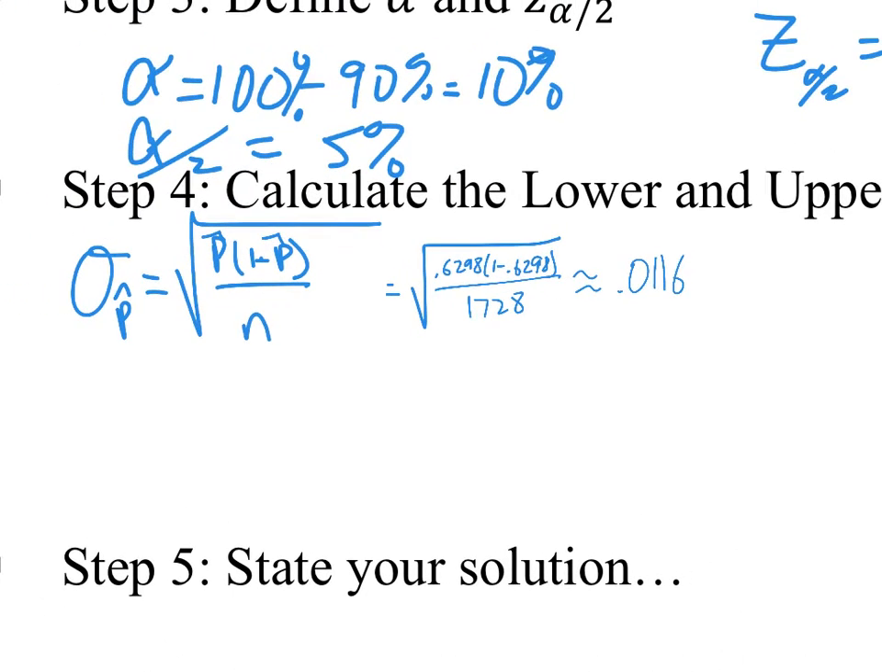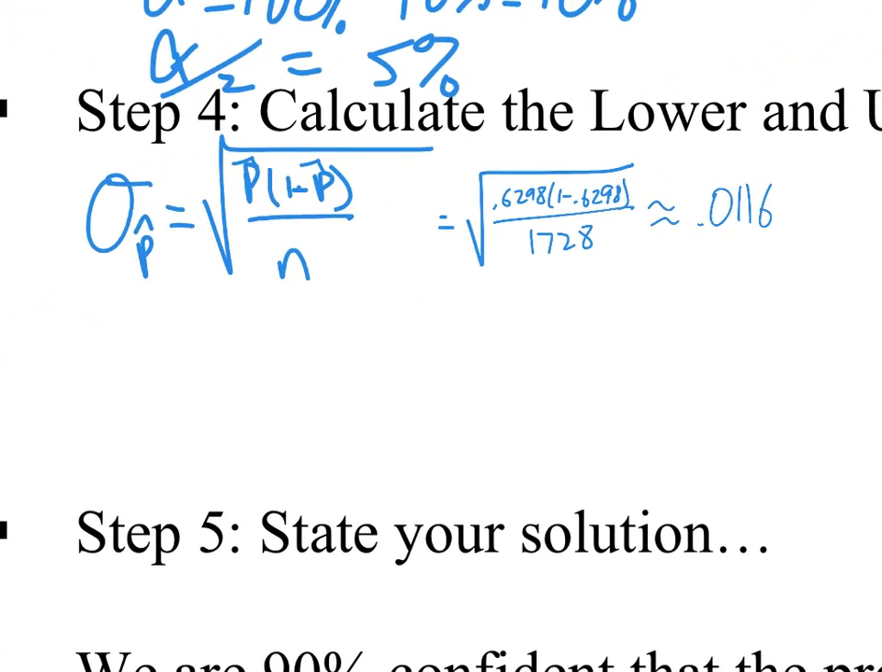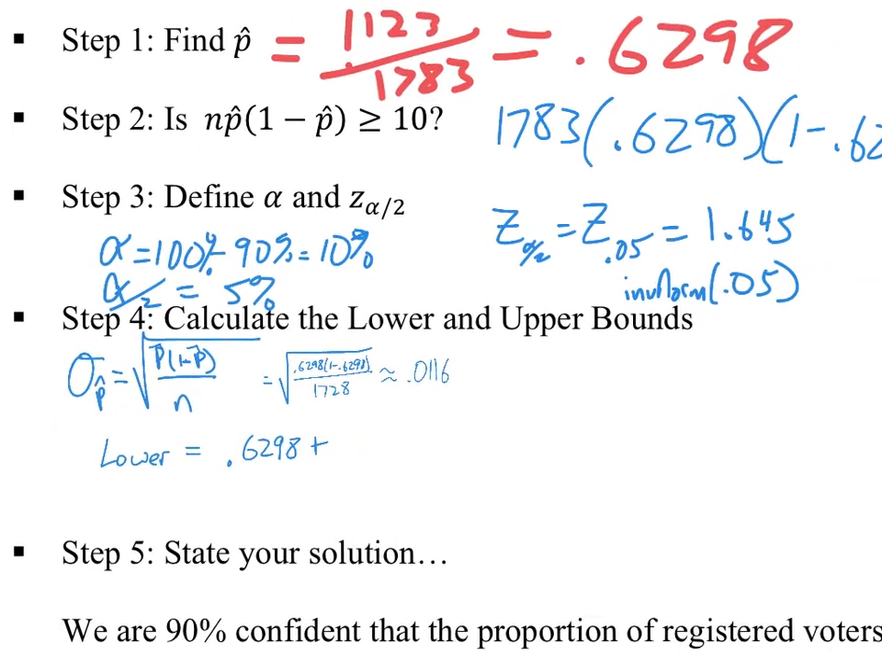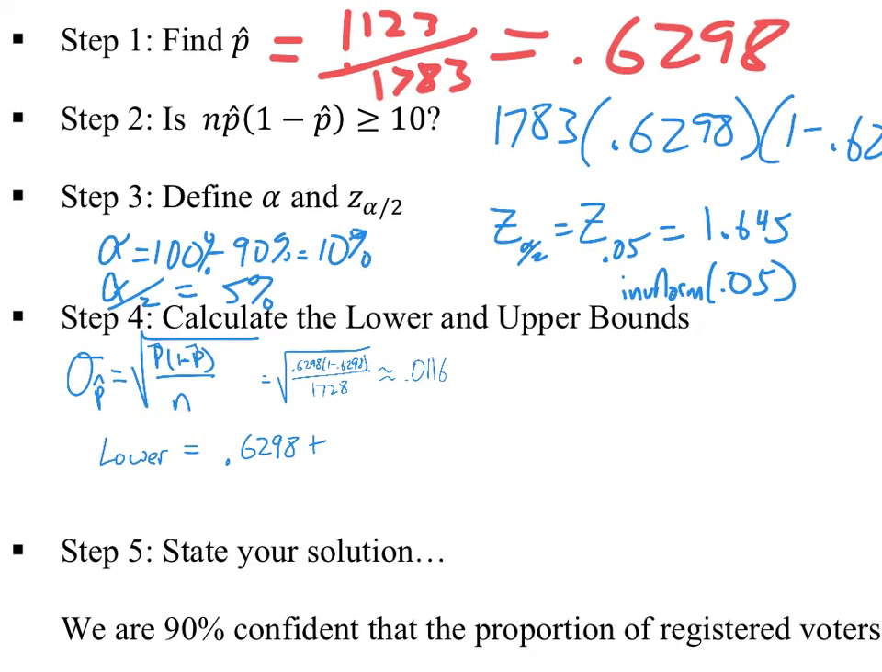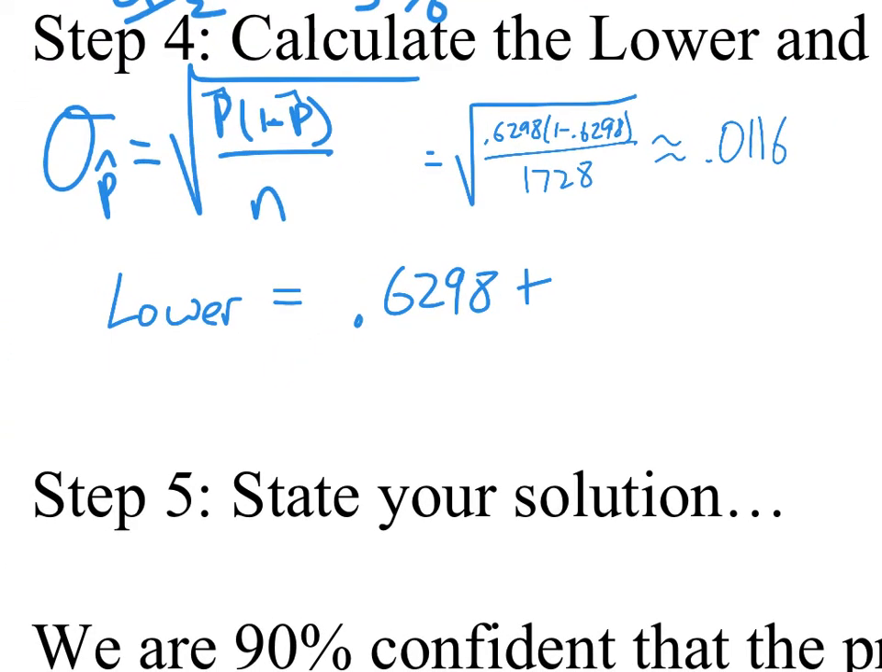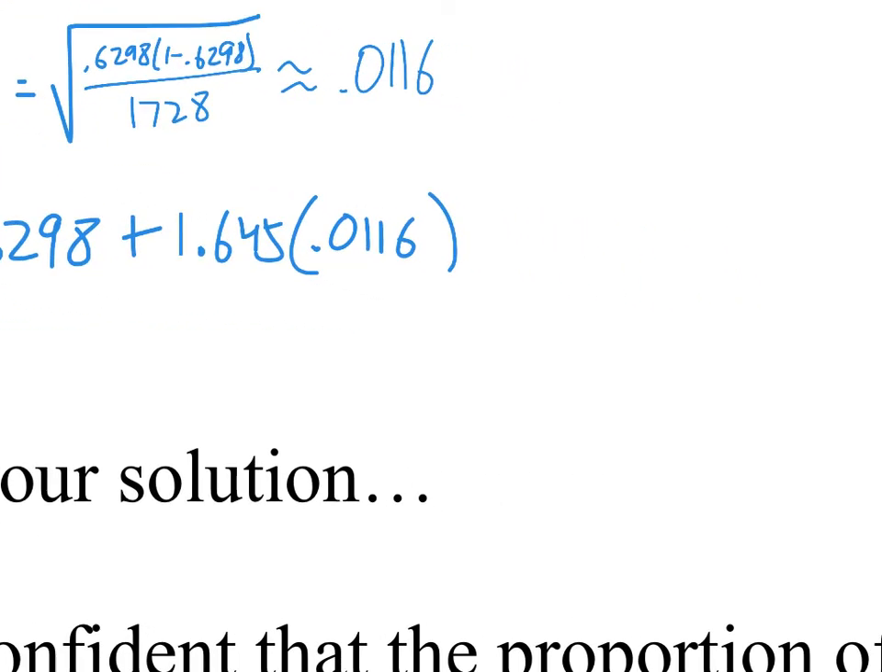So what we're going to do to find our interval here is take our point estimate, then get our lower and our upper values. We're going to take our point estimate, 0.6298, and add our z value. What was our z value again? Our z value here was 1.645. That's how many standard deviations we're going to add, and the standard deviation is 0.116. So this is the number of standard deviations, and this is the size of the standard deviation. Okay, and that gives us 0.6488.